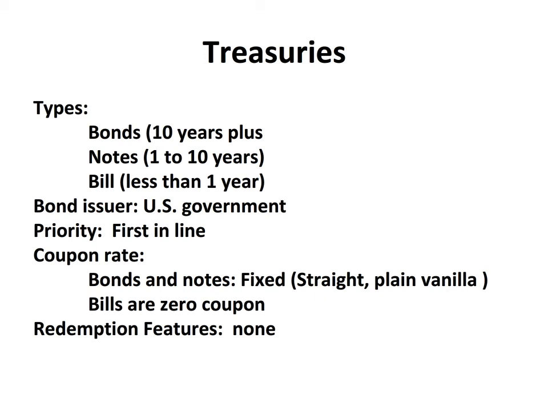Coupon rate: bonds and notes are straight plain vanilla. It's a fixed rate. Bills are zero coupon, and we'll give an example of that. They're discount bonds, and again, we will give an example of that. And finally, the redemption features, there are none. So these are one of the simplest bonds that we can look at, and we'll give you a couple of examples of those in the next couple of slides.